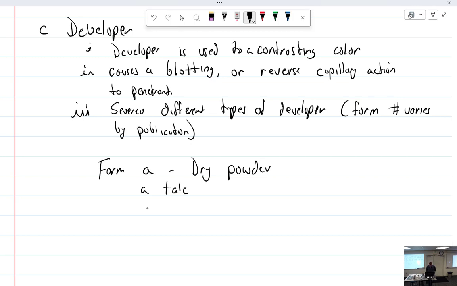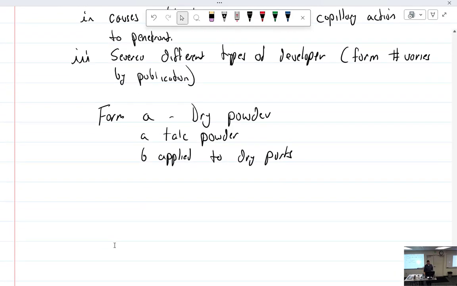Talc, there we go. A talc powder. Tends to stick to the wetness, right? Powder that sticks. It is applied to dry parts, which we're going to get into in the process. But you put this on a part after it has been dried. Remember, washing it off with water, we're going to dry it first. We'll get into that. And it is the least sensitive.